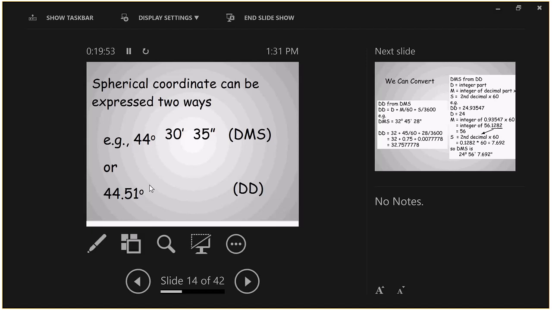However, with computers, it's become very common to express things in decimal degrees. So decimal degrees is just expressing degrees with a decimal point, and then 0.51 doesn't mean 51 seconds or 51 minutes. It means 51 hundredths of a degree.